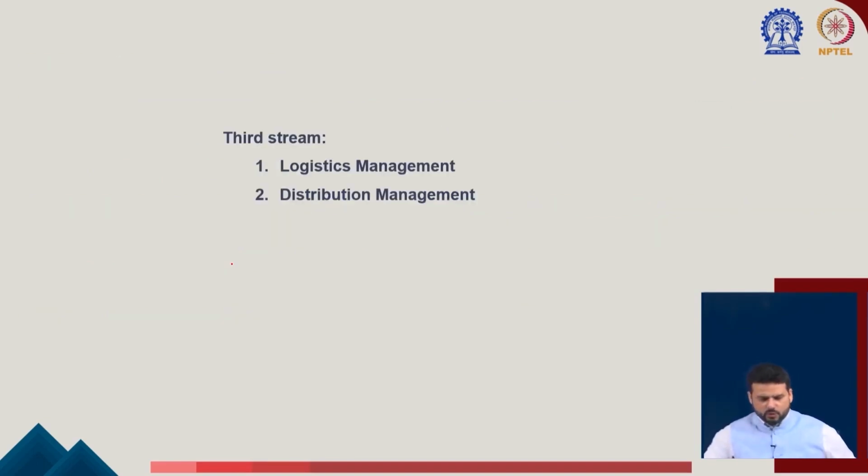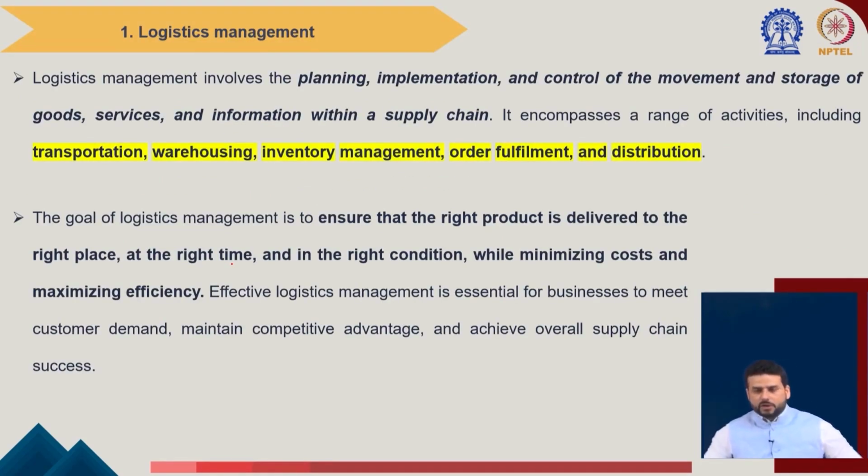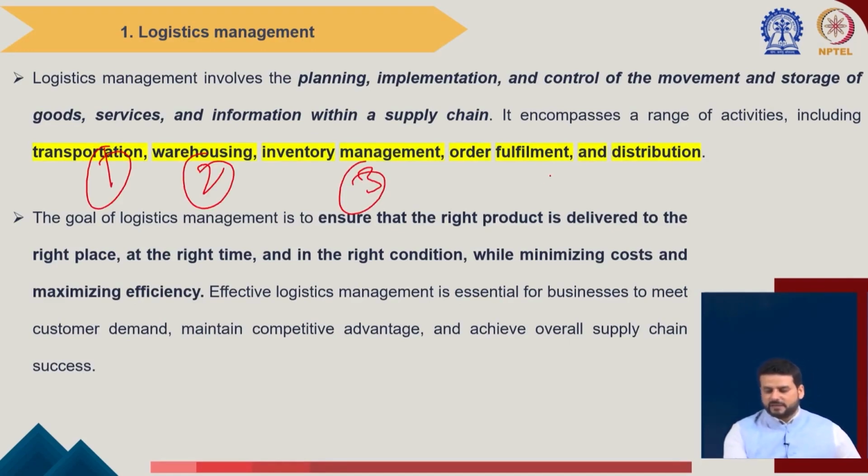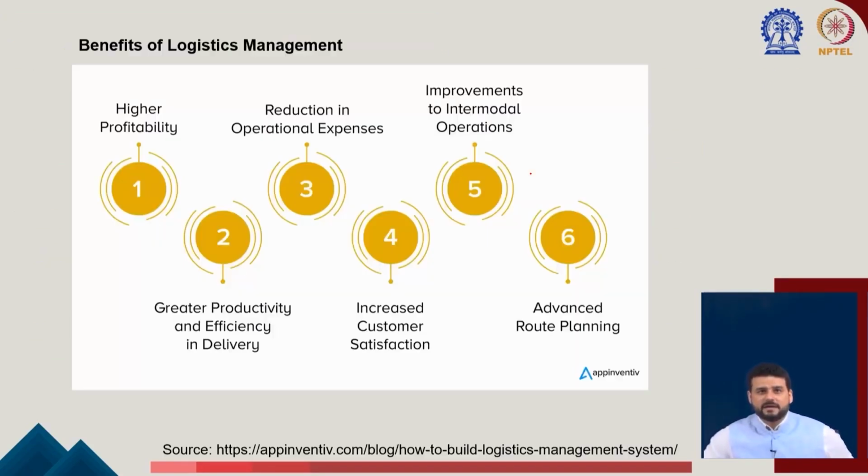So now we'll quickly go through the third stream, because we already discussed logistics and distribution management, right? When we talked about logistics management, transportation was one part, warehousing second, inventory management, and fulfillment and distribution the fourth part. So this is complete. The basic objective of logistics management is to ensure the right product, right time, right quantity, right quality, right customer, right location. That is the basic purpose of logistics management.